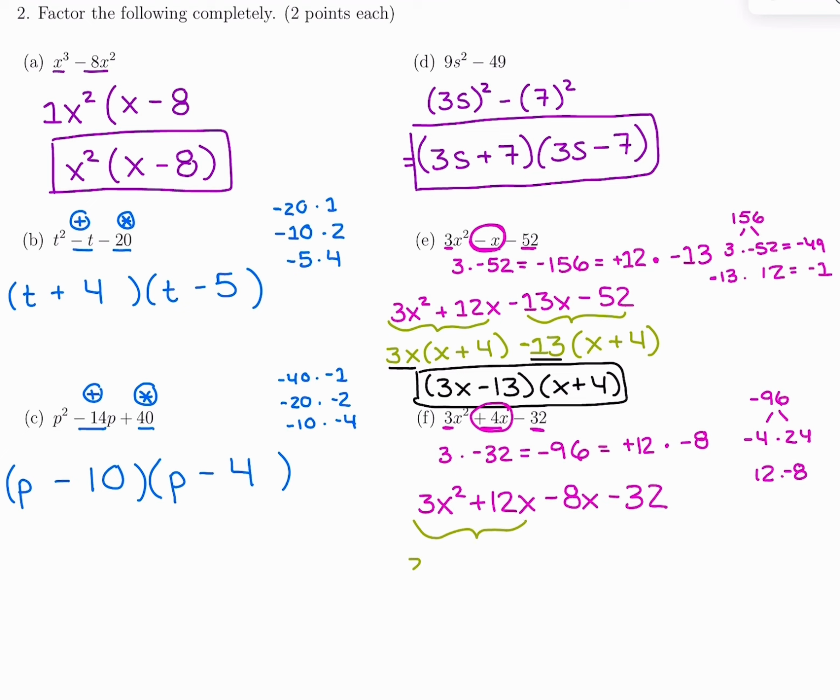We're going to group together, pulling out a greatest common factor of 3x. 3x times x is 3x squared, and 3x times 4 would give me 12x. I could pull out a negative 8, which goes into both negative 8x and negative 32. So I'm going to pull out a negative 8: negative 8 times x is negative 8x, and negative 8 times a positive 4 is negative 32. So lastly, my answer is going to be 3x minus 8 times x plus 4, my repeated factor.